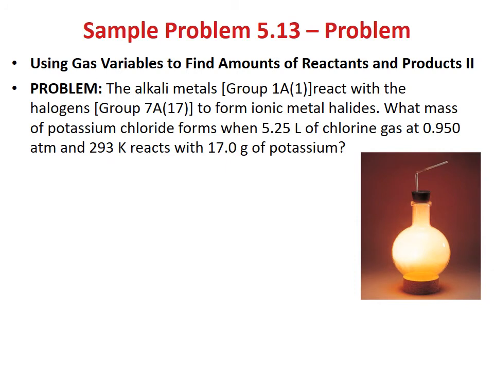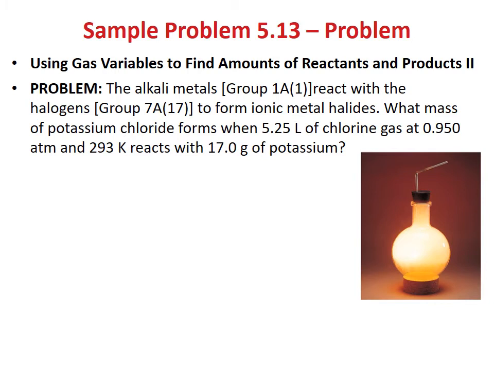Sample problem 5.13. The alkali metals react with the halogens to form ionic metal halides. What mass of potassium chloride forms when 5.25 liters of chlorine gas at 0.95 atmosphere and 293 Kelvin reacts with 17 grams of potassium? First, let's write the reaction equation.